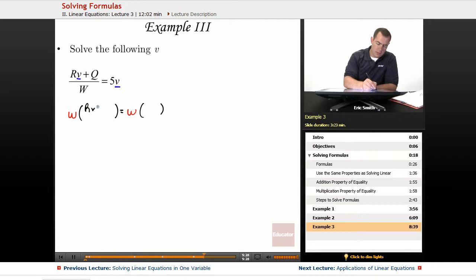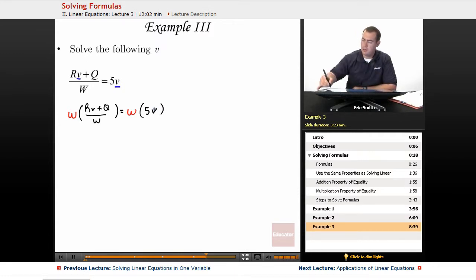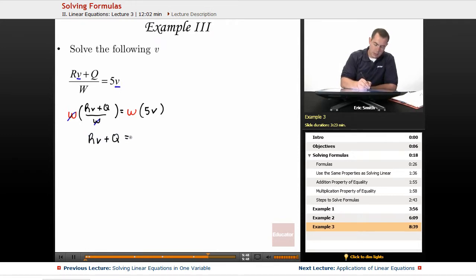So rv plus q all over w equals w times 5v. Okay, over on the left side, those w's would take care of each other. I'd be left with rv plus q equals w times 5v. All right, so at least at this point, I don't have to deal with fractions, but notice we haven't got those v's any closer together, so let's keep working on that.